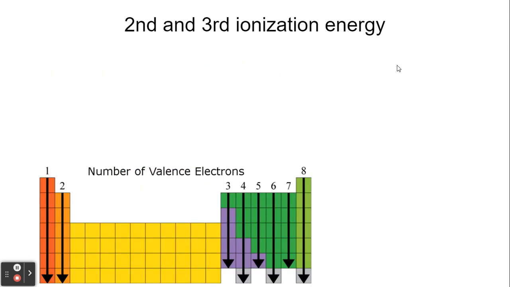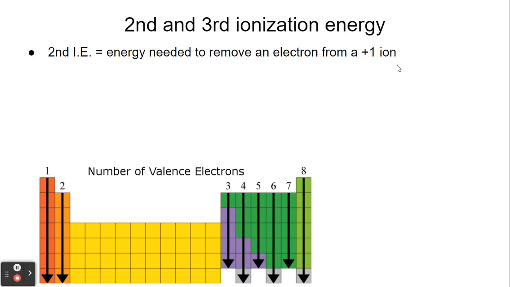Now, what we've been talking about so far is just first ionization energy, but there's also something called second and third ionization energy. Second ionization energy is the energy needed to remove an electron from a positive one cation. Meaning we have already removed one electron, so now that ion has a positive one charge.